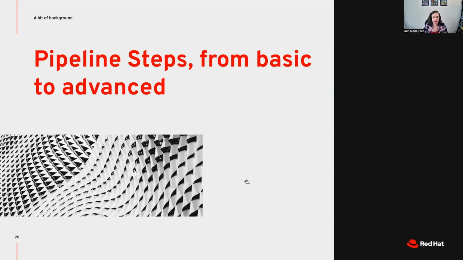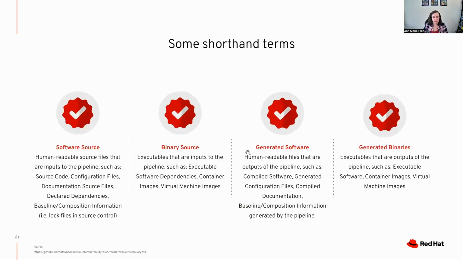Now let's go through a bunch of different pipeline step types. First, a few terms that you might see in here. I'll talk about software source, binary source, generated software, and generated binaries. So software source includes all your human readable files that come into your pipeline, usually from your source code management system. Things like source code, configuration files, documentation source files, your declared dependencies like your package lists, and baseline composition information like if you have lock files in your source control system. Then your binary source are executables that are inputs into your pipeline. Things like your executable software dependencies, your container images, and virtual machine images.